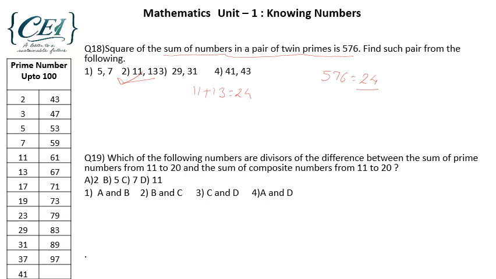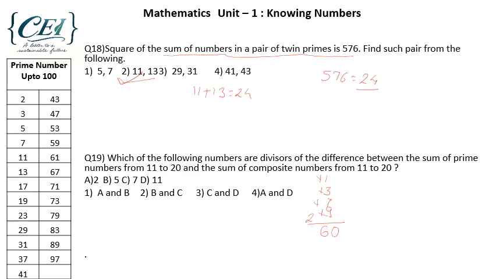Which of the following numbers are divisors of the difference between the sum of the prime numbers from 11 to 20 and composite numbers from 11 to 20? So prime numbers from 11 to 20: 11, 13, 17 and 19. These are the prime numbers. What is the sum? 9 plus 7, 16, 16 plus 3, 19 plus 1, 20. 2 carry forward. 2 plus 1, 3, 4, 5, 6, 60.